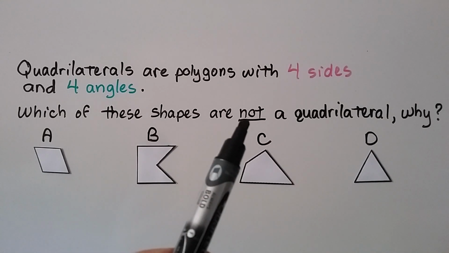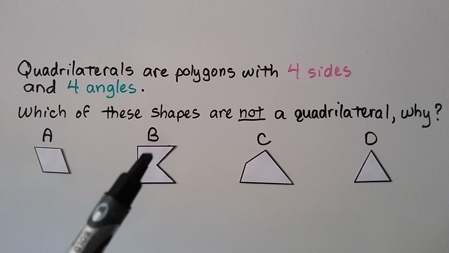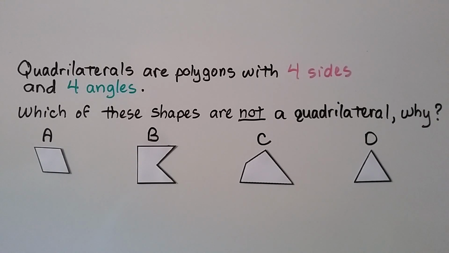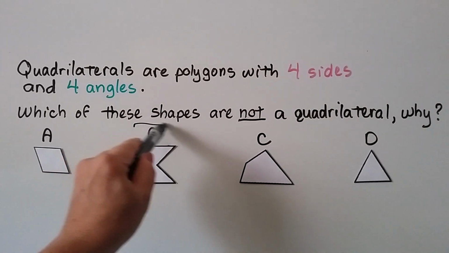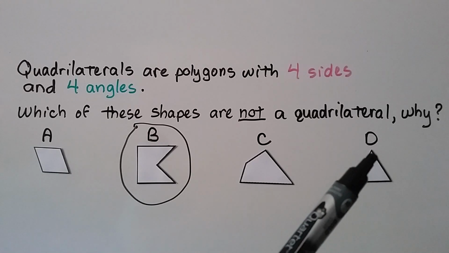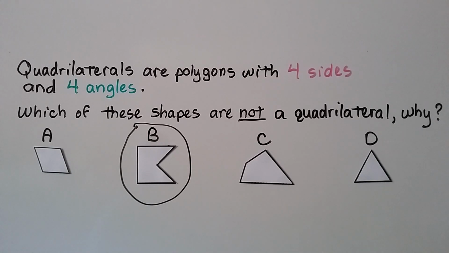It wants to know which ones are not. What about B? It's got 1, 2, 3, 4, 5 sides. 5 sides is not a quadrilateral. It needs 4. So there's one that's not a quadrilateral. What about C? It's got 1, 2, 3, 4 sides and 1, 2, 3, 4 angles. So that is a quadrilateral. What about D? Is that a quadrilateral? It's got 1, 2, 3 sides and 1, 2, 3 angles. That's not a quadrilateral. It doesn't have enough sides or angles, does it?